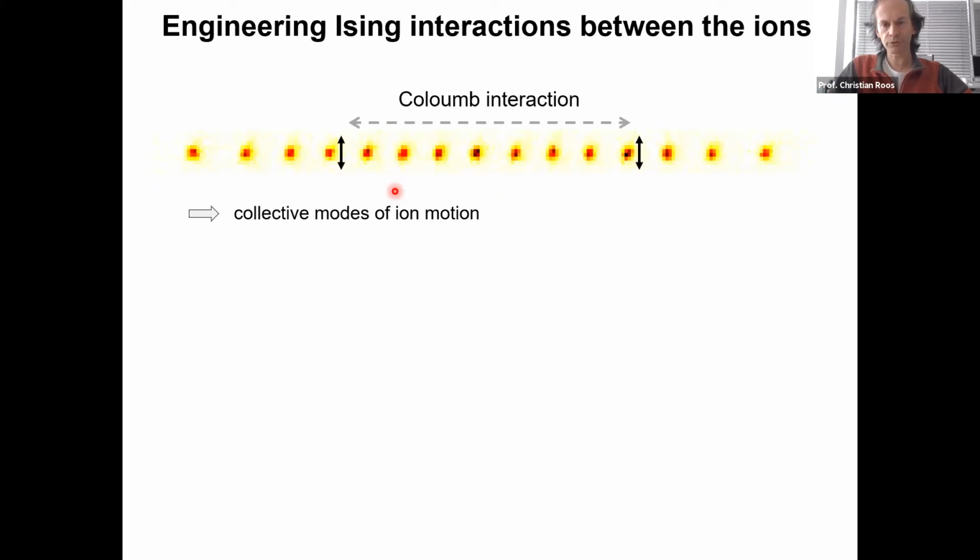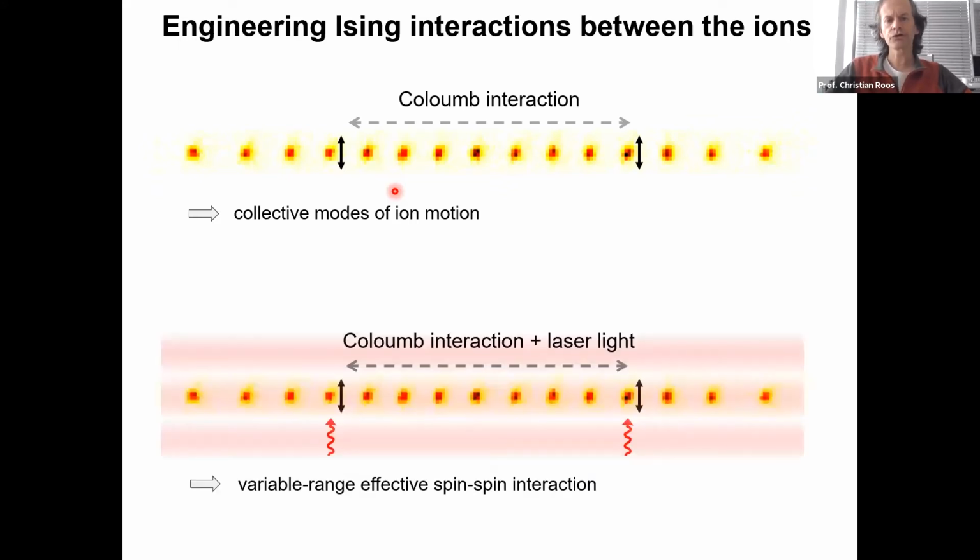And what we can do is we can make use of this Coulomb interaction, which is long range, which couples the ions, but not in a state-dependent way, in conjunction with laser light that is able to carry out operations that depend on the internal state of the ion. In this way, we are able then to realize an interaction which looks like an effective spin-spin interaction of variable range.